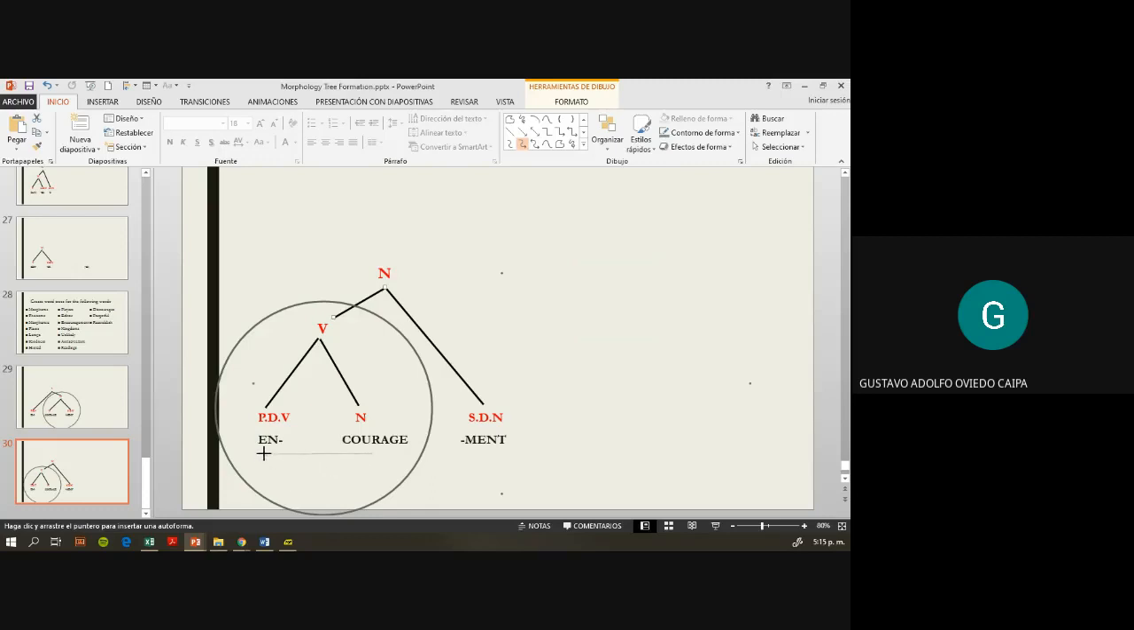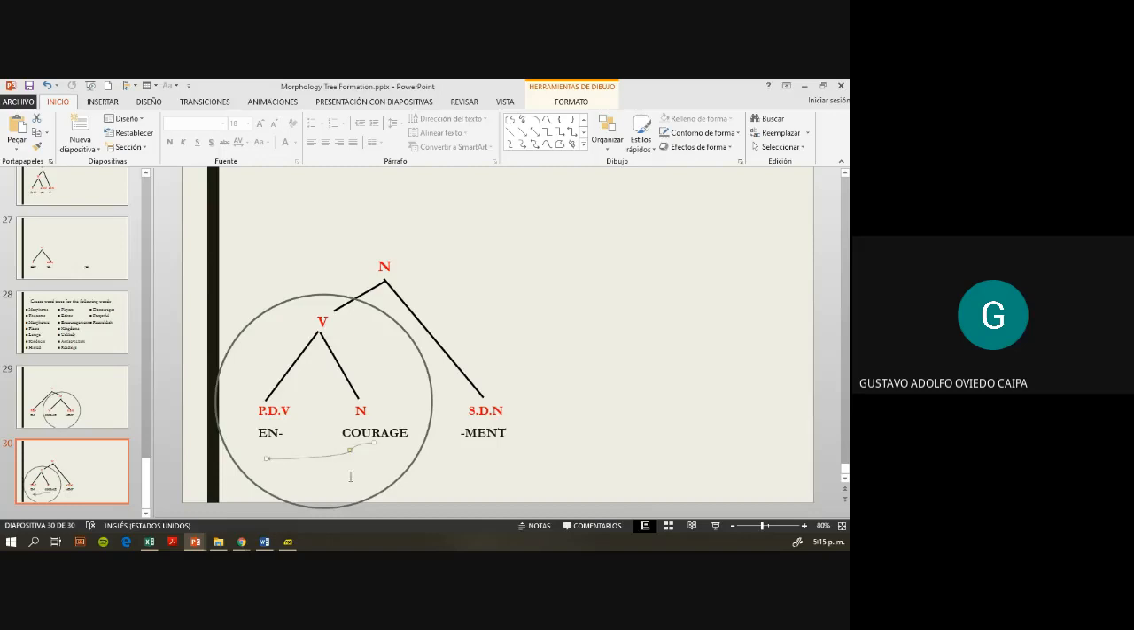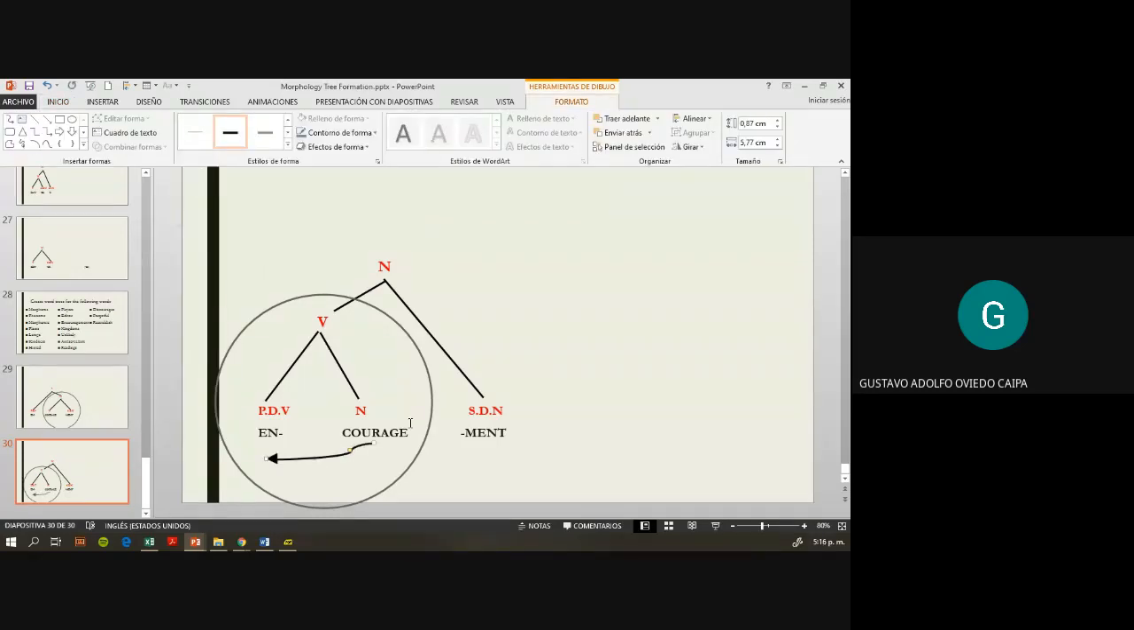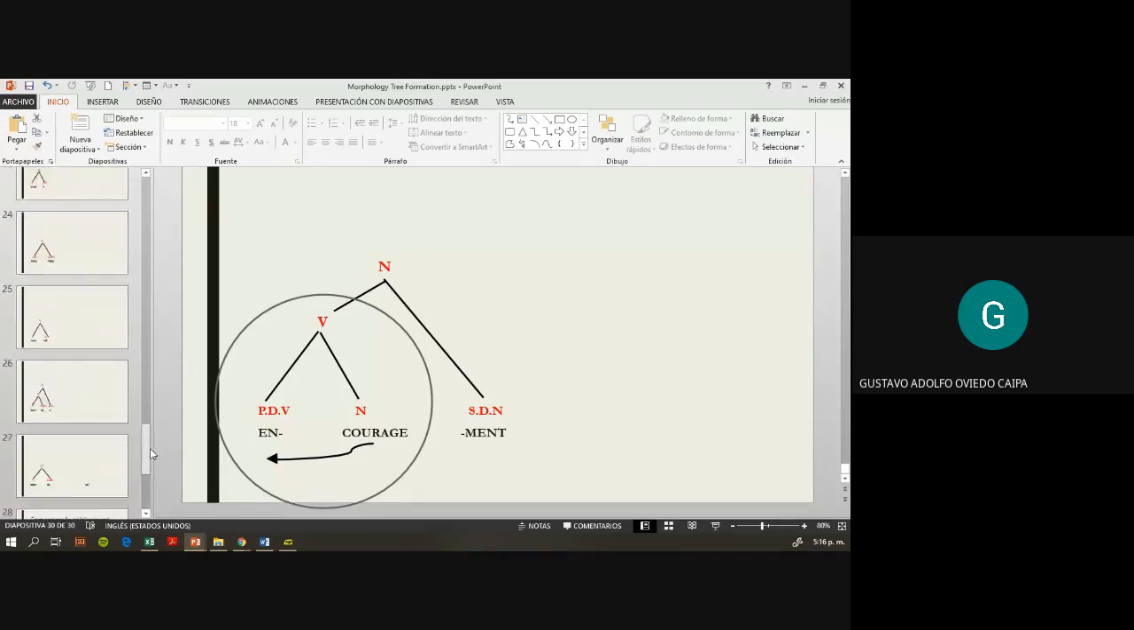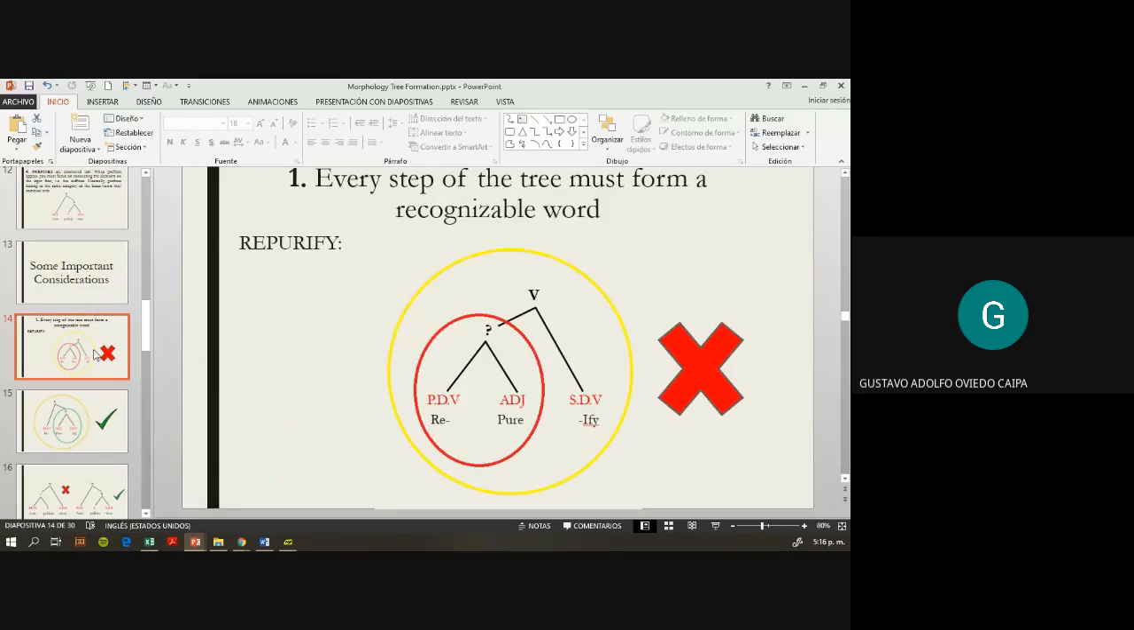So this one we needed to move here. That's good enough. So we needed to move to the left and not to the right in this case. That's basically what I'm trying to say. But again, you realize that because you're supposed to follow this consideration: every step of the tree must form a recognizable word. You see? So when you do your trees, if you check them and you feel that something is weird with the words that you created, then maybe you need to move in a different direction.